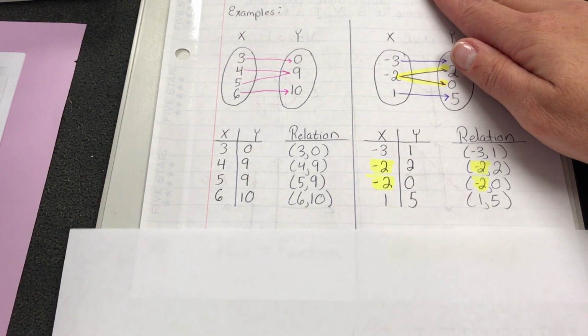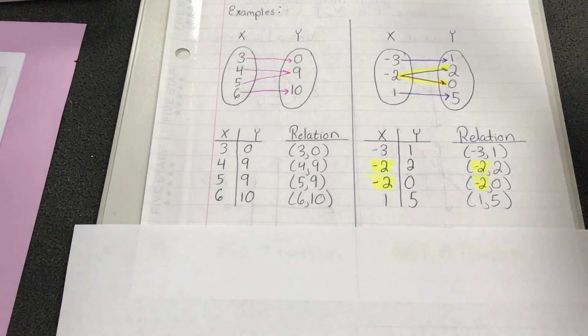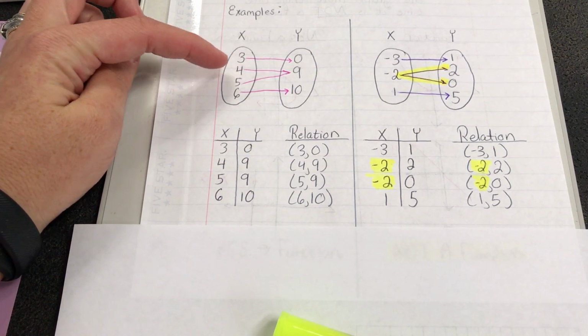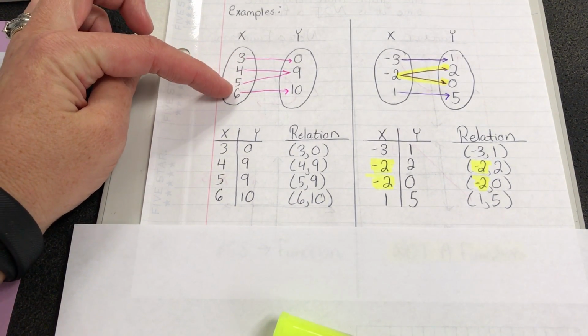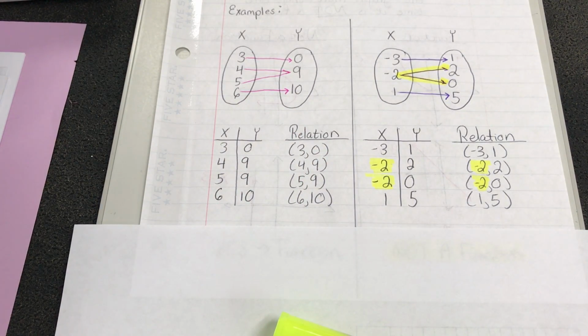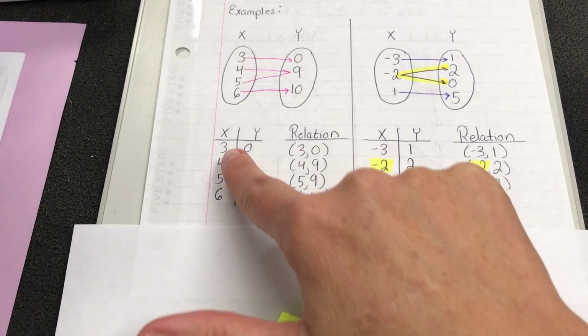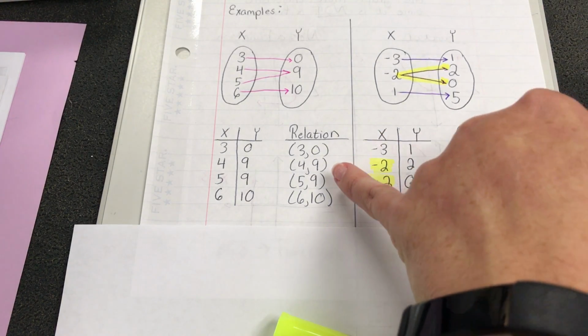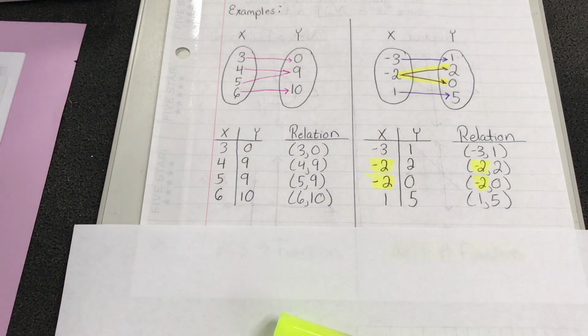All right. So now let's look at a table. If you're looking at a table, X and Y, we're going to list out the same numbers here, 3 to 0, 4 to 9, 5 to 9, 6 to 10. And we're going to create a relation. Now remember, a relation is a set of ordered pairs. So the only thing we're doing is taking the table and creating a set of ordered pairs: (3, 0), (4, 9), (5, 9), (6, 10). And you're going to do that on both tables.